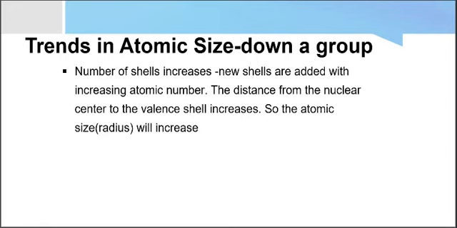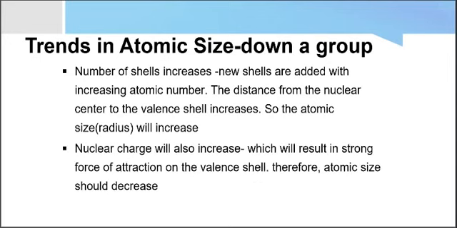So what happens to the atomic size down a group? When we move down a group, the number of shells will increase. Period 1 will have 1 shell, period 2 will have 2 shells, and so on. When the number of shells increases, the distance from the nucleus to the outermost shell will increase, and when the distance increases, the atomic radius will increase.